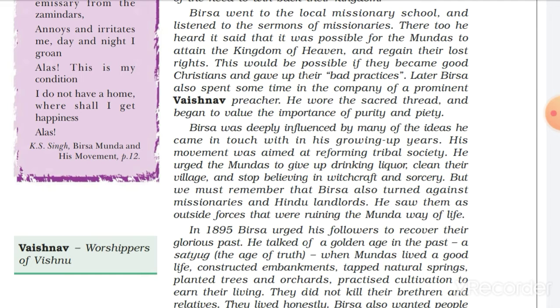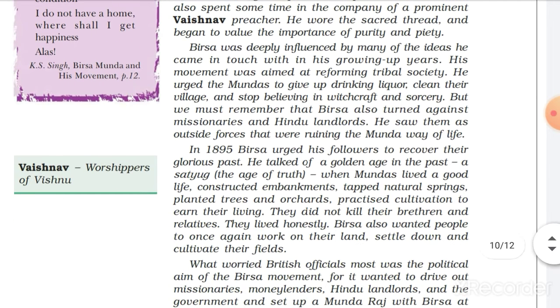In the heading of this chapter, it is mentioned Tribals, Dikus, and the Golden Age. So here the golden age refers to the Satyug. Okay, Satyug, in which Ram, Ravan, these gods were living. So that Satyug was called the age of truth, Satya. And from Satya it is Satyug, the age of truth, when Mundas lived a good life, constructed embankments, tapped natural springs, and planted trees and orchards and all that.